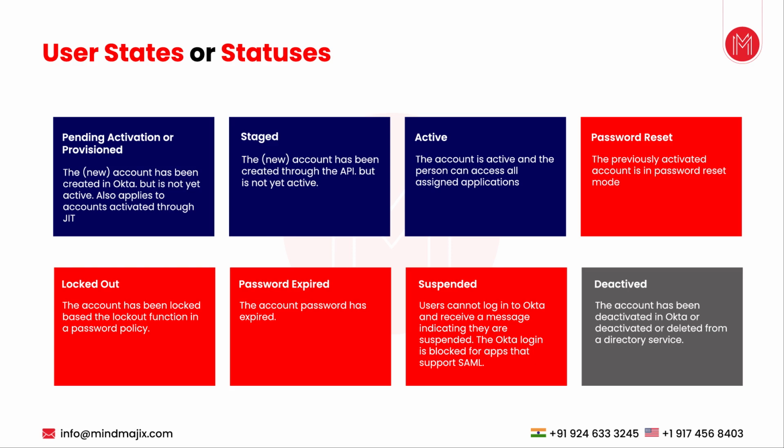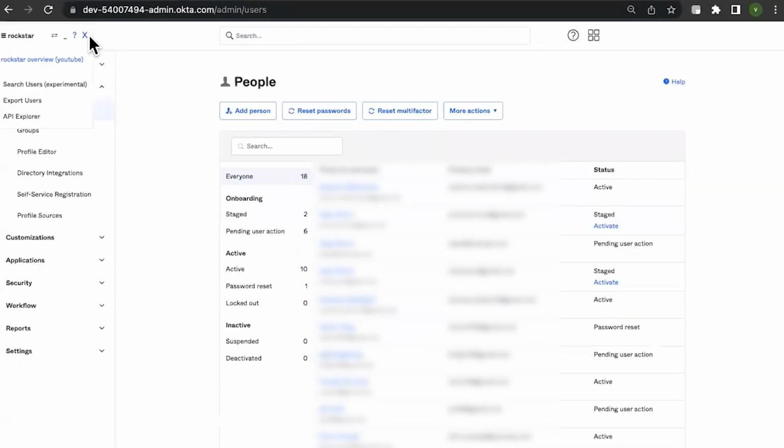Then we have a suspended state. In this scenario, users cannot log into Okta and receive a message indicating that they are suspended. It's blocked for apps that support SAML. Basically, in suspended state, you are using an inactive account, although it can be activated again. But you're temporarily inactive in an organization. That's where your account gets suspended. Then deactivated is when you have finally left the organization, or you have completed your tenure with the organization. That's where your account is deactivated and then finally deleted. So that's what we have about people here in Okta.